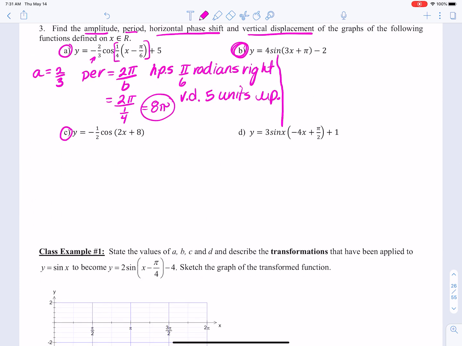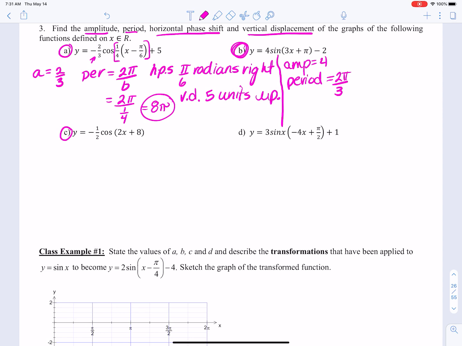All right, so my amplitude is equal to 4. The period is equal to 2 pi over 3. And you're probably wondering why I do it in radians all the time. Typically, we do most of these problems with radians.